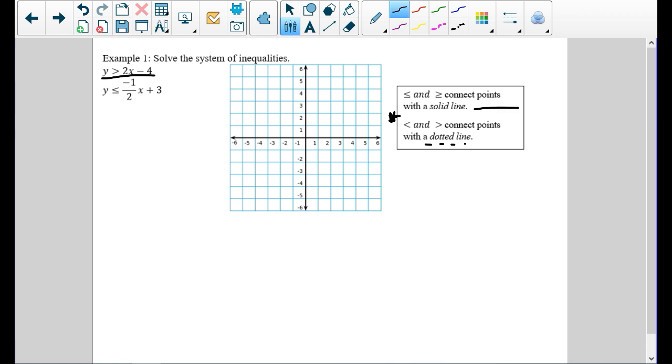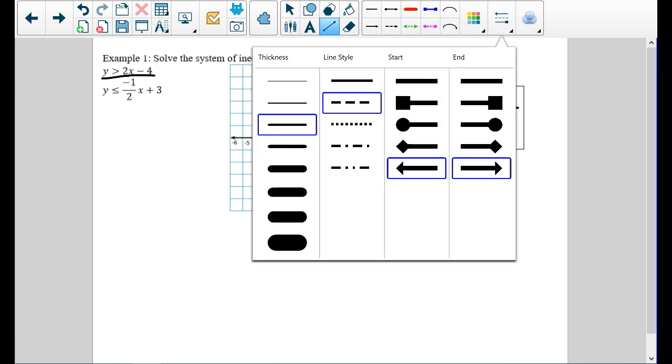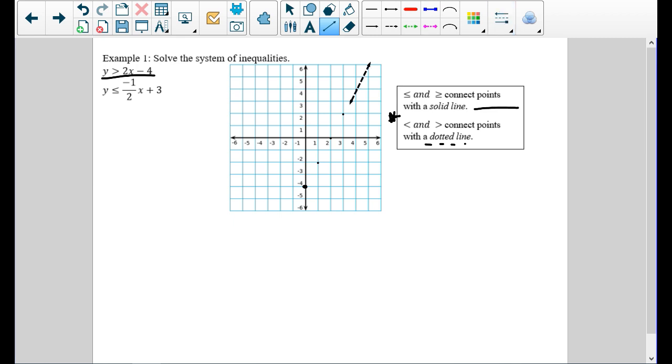connecting those points. So first thing we're going to do is find our points. My b value is -4, so it's starting here at -4, using my slope 2 over 1, so up 2 over 1, up 2 over 1, and when I look at this, it's just greater than, so I'm going to have a dotted line. So I'm going to get my dotted line here, going straight down all the way through those points.